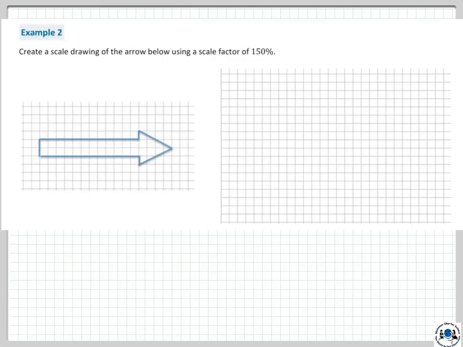Okay, here's a kind of a simple one, and it might be somewhat challenging, but I'm going to have you go ahead and pause after I explain what we're doing here. Create a scale drawing of the arrow below using the scale factor of 150%. I'm going to go ahead and pause. I want you to struggle with this yourself, or yourselves, and come on back, and we can check it together. Okay, well, let's see how you did.